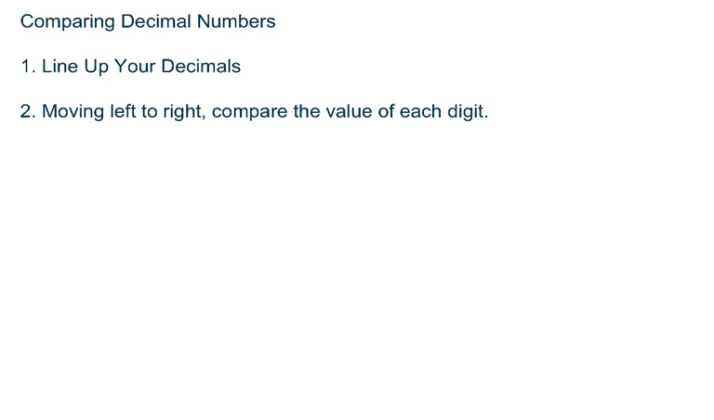The first is 47 and 824 thousandths. And the next one is 47 and 842 thousandths. Now you'll see that I followed step one. Step one is line up your decimal places. So you want to make sure that the decimals are lined up. That way you are able to compare apples to apples.